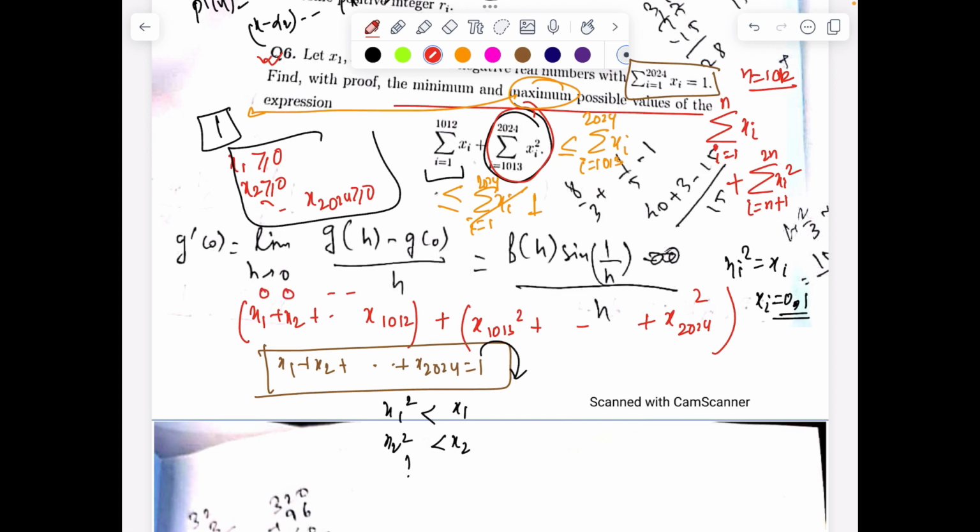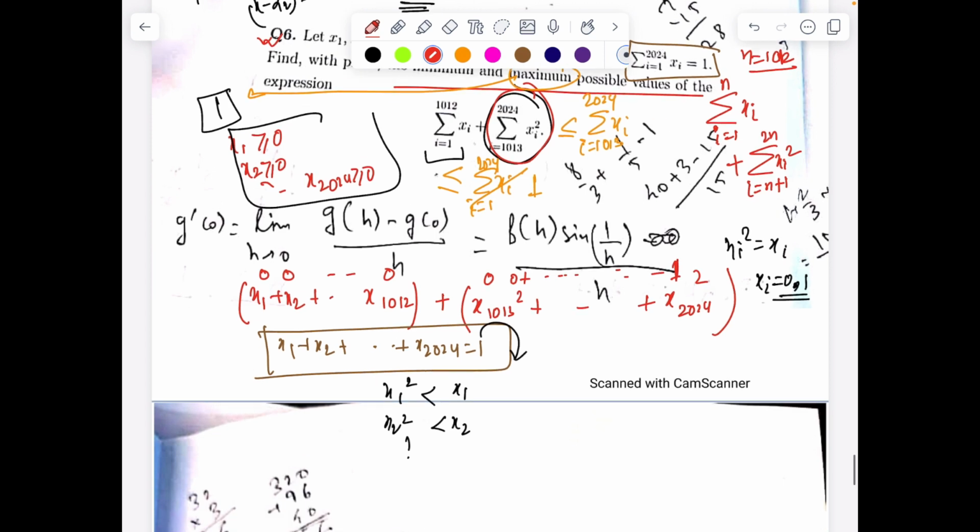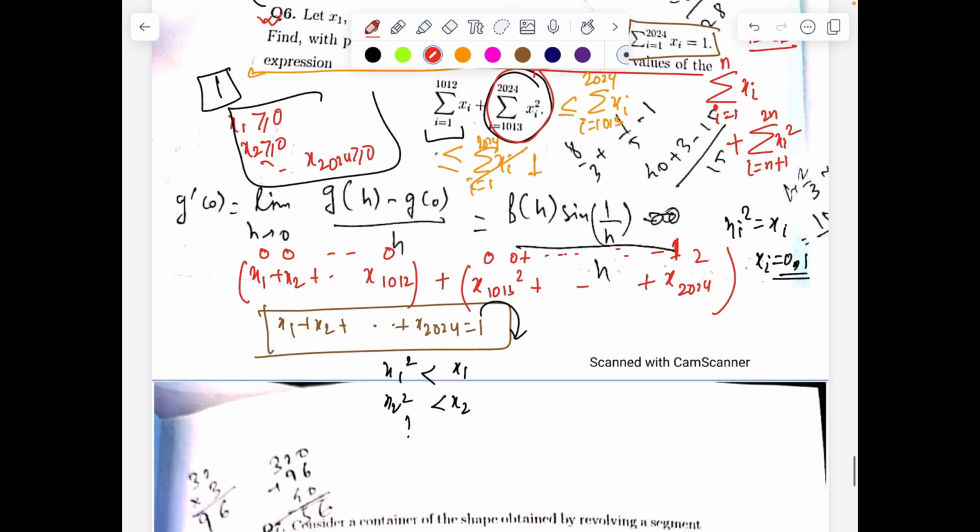For example, one of the possible values is all xi from 1 to 1012 being 0, and all from there onwards, their summation is, and just one of them is actually 1, right? Except let's say x2024 is 1. So under this condition, all is 0 except 1 will give me 1 as the maximum possible value. There can be many other situations like this.